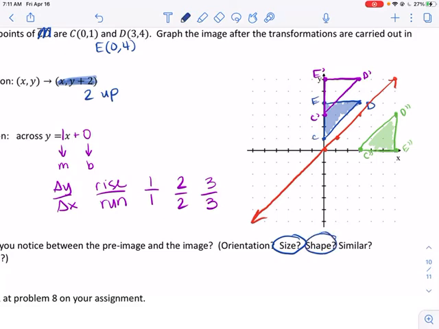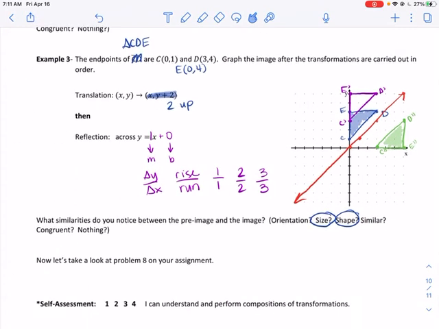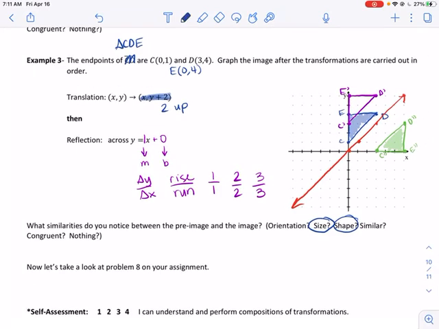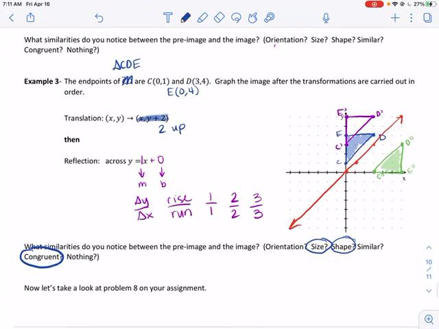All the angles are congruent and they are similar, but usually we just choose one or the other. We choose similar or congruent. Because these are the same size and shape, we're going to circle congruent. If they didn't have the same size, but they were the same shape, we'd circle similar. So that's how you perform a composition of transformations.